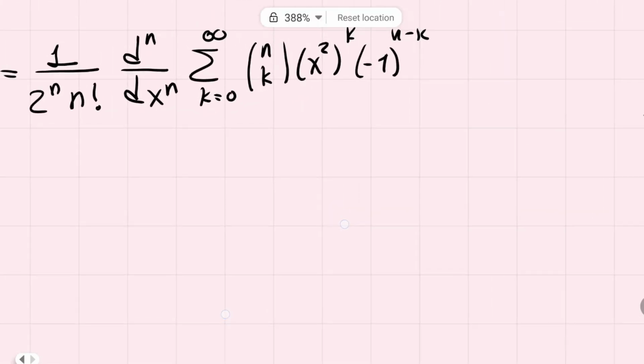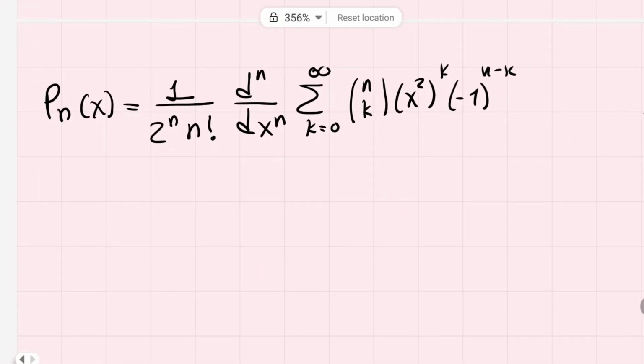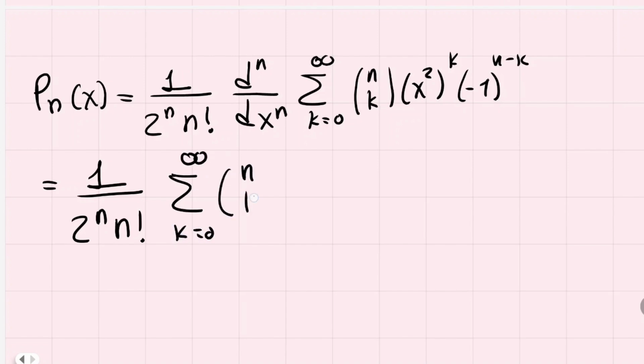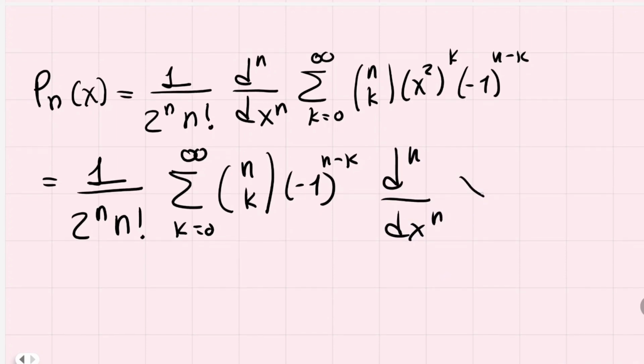Okay, so looking at the derivative with respect to x, and this sum is for k, well, we can just take this derivative into the sum. So there is no problem if we do that. And we are going to get the next: 1 over 2 to the n times n factorial times the sum from k equals 0 to infinity of n choose k times negative 1 to the n minus k power, and then the nth derivative with respect to x of x, and we are going to multiply this. This will be x to the 2k power.